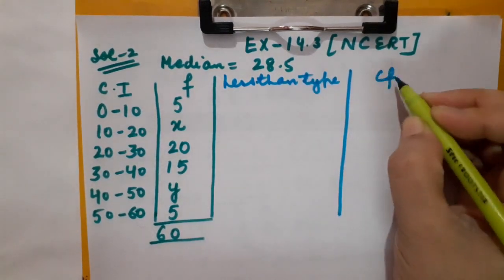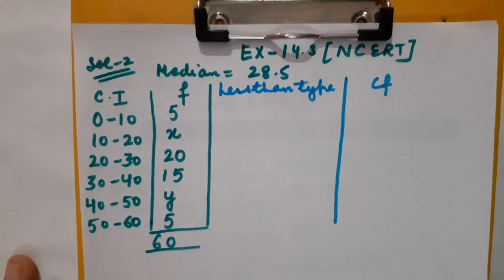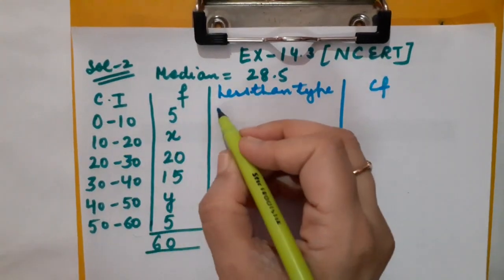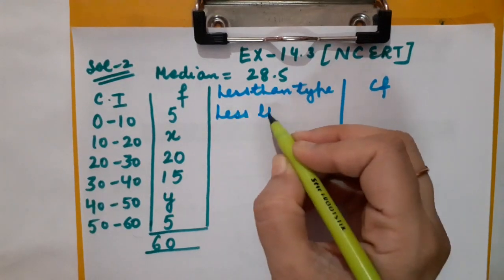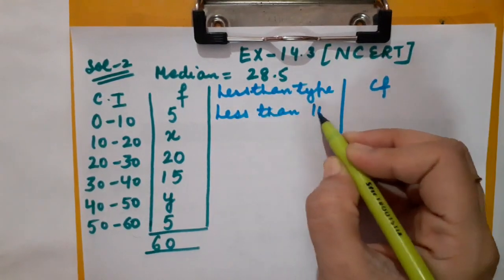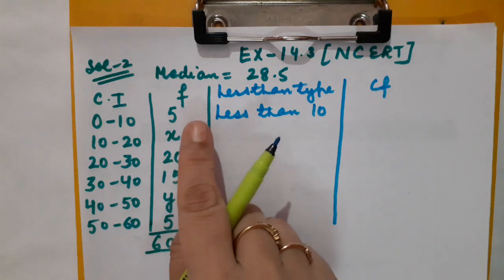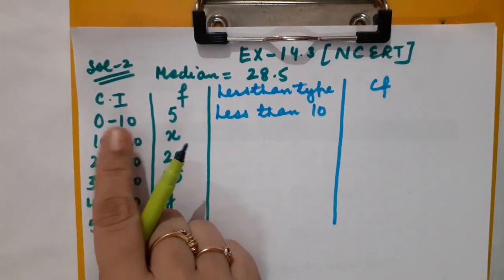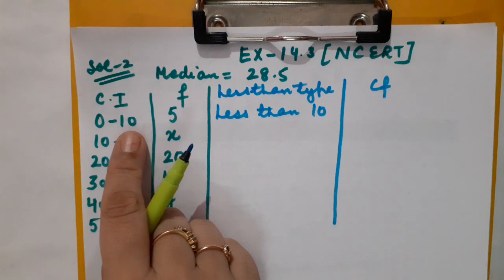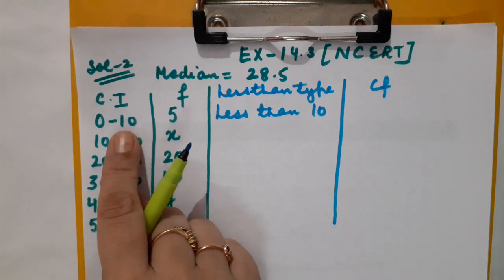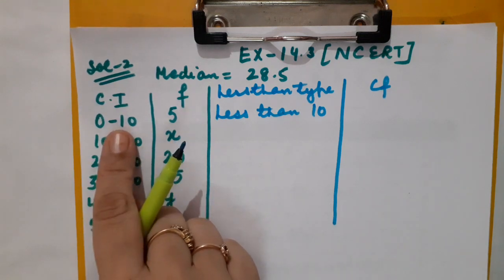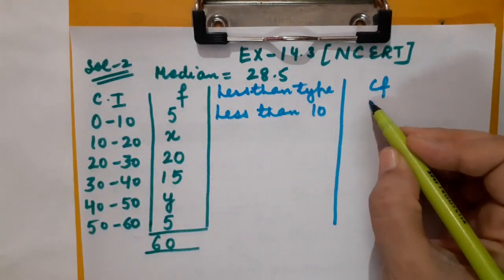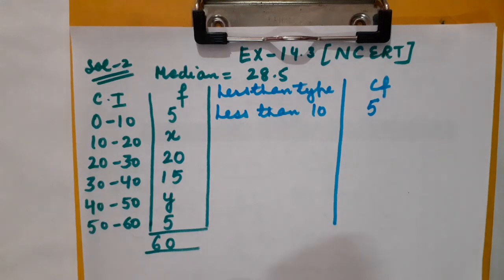And here I am writing cumulative frequency. Okay. So you know in less than type we used to take upper limit. It would become less than 10. Now please understand. Here 5 is the frequency for the class interval 0 to 10. Whenever there is a class interval given, we never include upper limit. So you can say it is from 0 to 9, means which is less than 10, right? So what would be the cumulative frequency? Of course 5 as it is.